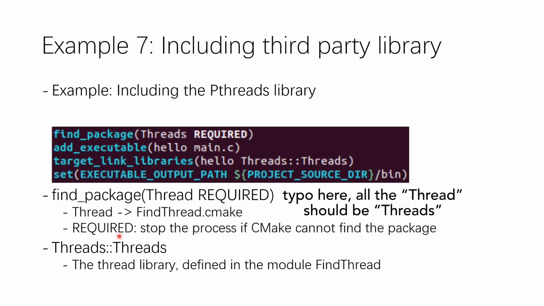So here find_package has two modes. One is module mode and another is config mode. Now we use the module mode, so actually we find the module, and that is FindThreads. So here the first Threads means the module FindThreads, and the second Threads means the thread library. So if you want to use another third-party library, you can search the usage of the library.